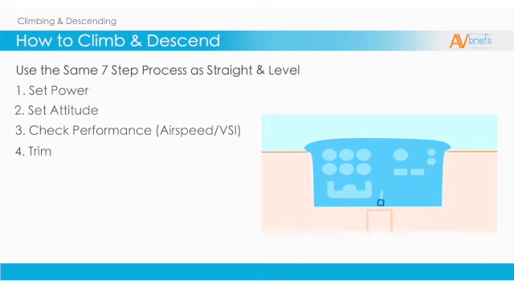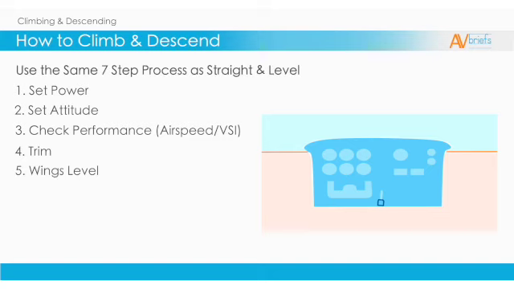Now use the trim wheel to relieve the pressure off the yoke. Wait a few seconds, let the forces balance again, and trim again if required. Repeat this until you are holding the correct speed, and don't have to use much, or any, force to maintain that attitude. Ensure the wings are level.